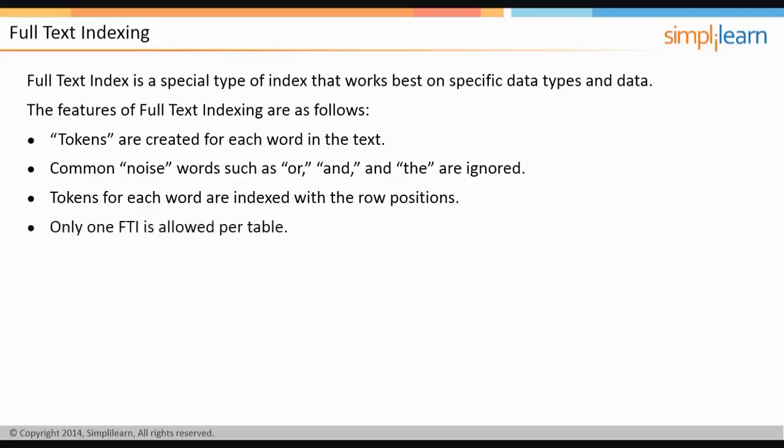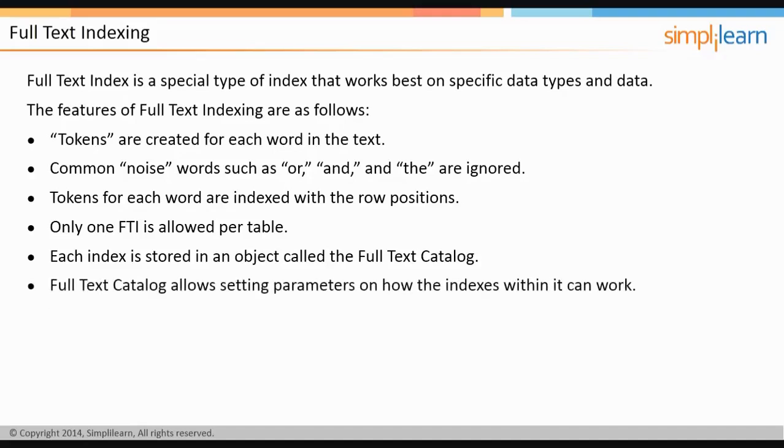There can only be one FTI per table. Each index is stored in an object called the full text catalog. This object allows you to set parameters on how the indexes within it can work. For instance, in a particular database, you can create many different FTIs, one each for a different table. However, you might not want each index to be rebuilt the same way.